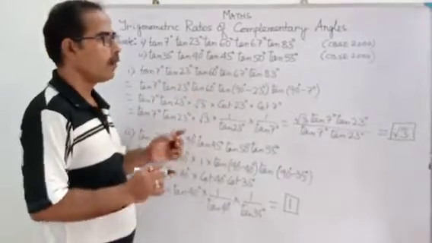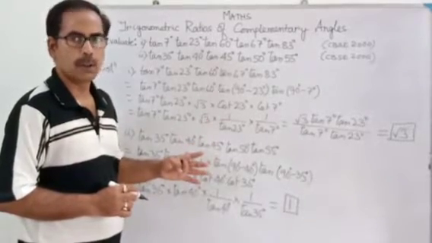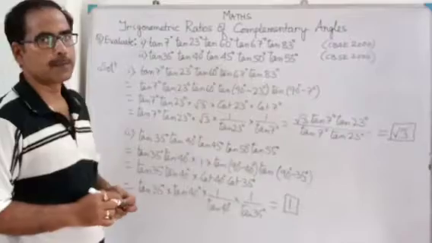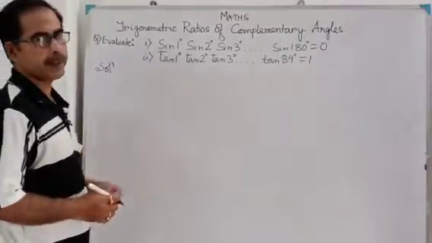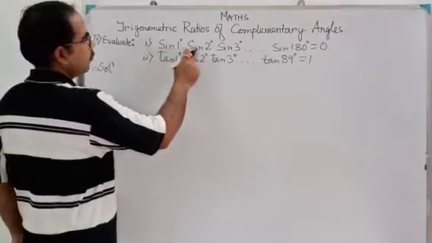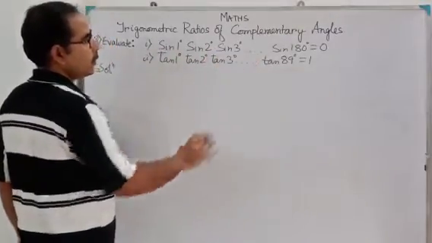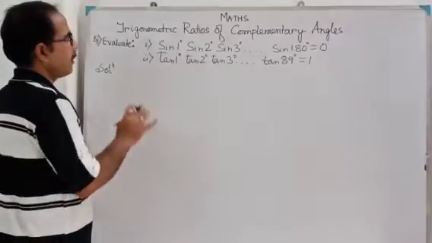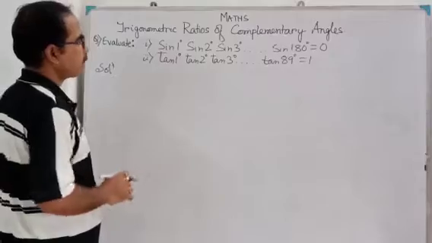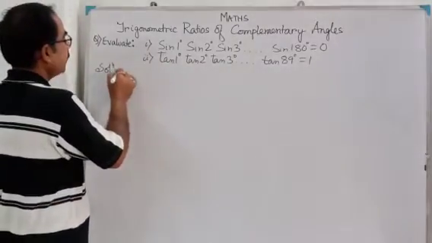Okay, now I will take some different questions over the same topic. Okay students, now look here, the first question I have taken: sin 1 degree, sin 2 degree, sin 3 degree, dot dot dot, sin 180 degree equal to 0. That means here we have to prove it, or we can say evaluate also. LHS is equal to RHS. In a similar way, the second math is also like that. So let us do the first one.